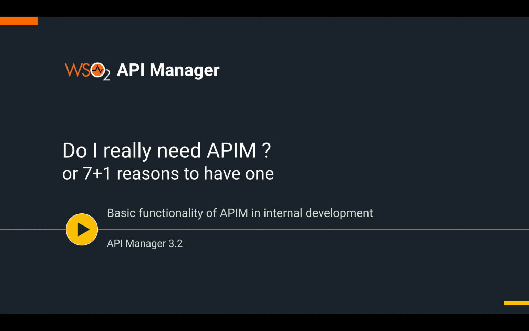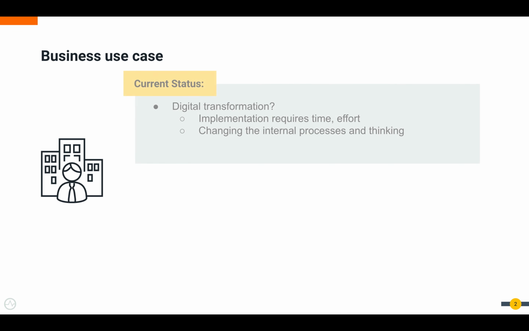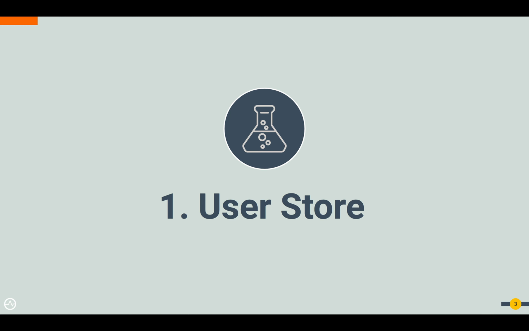In today's session, we will cover the benefit of implementing API management by covering its basic functionality. Everyone agrees that API is a buzzword, but digital transformation in business is time-consuming, involves significant effort, and changing the way how we are thinking. The big question is, is it really necessary? Will it bring any additional values or benefit? Do I need API management even in the case when I'm not planning to expose my service to external customers? In today's session, we will give you 7+1 reasons why you should invest in API management implementation.